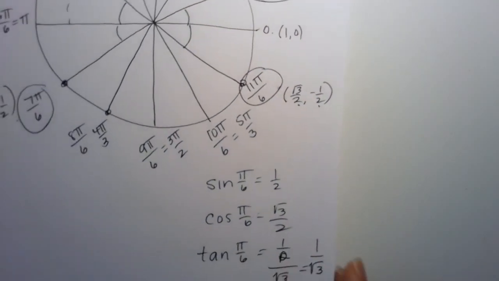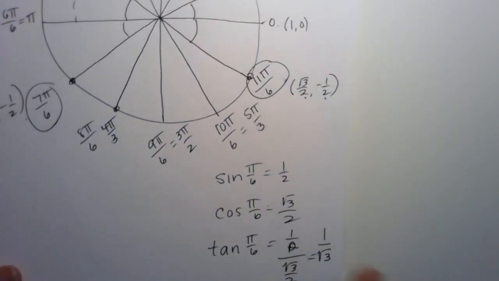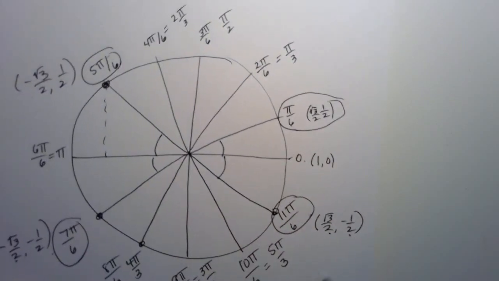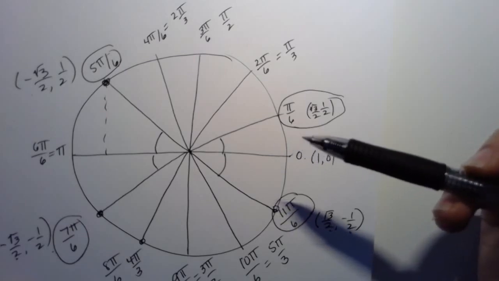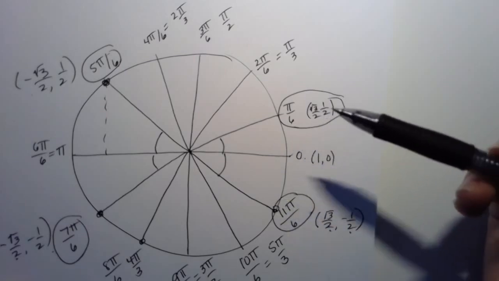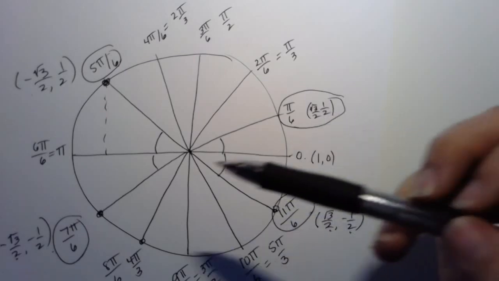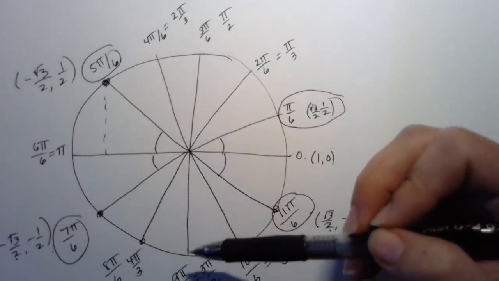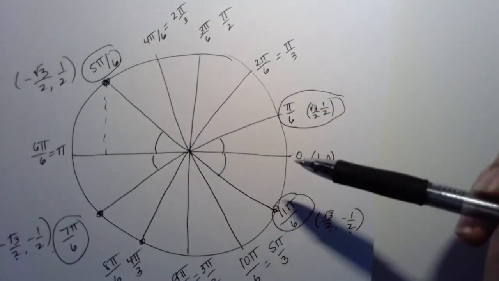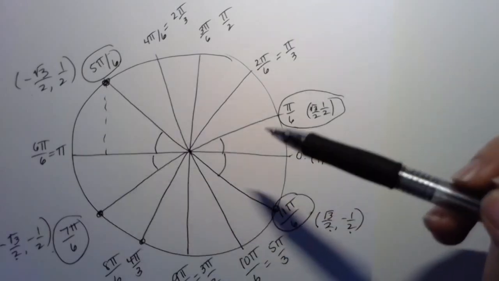Those are the ones that we really, really need to know. So again, don't try to memorize the whole entire unit circle, but you do want to know the sine and cosine for pi over 6, pi over 3, pi over 4, and then all of the 90s, like pi over 2, pi, and 2 pi or 0, and so on.